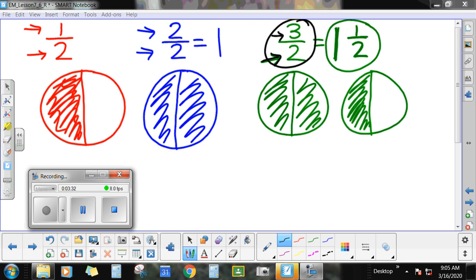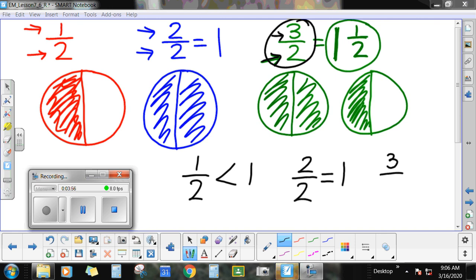So what I need you to recognize during this lesson is that when you have a fraction where the numerator is smaller than the denominator, you have a fraction that is less than 1 whole. If you have a numerator that is equal to the denominator, then you have a fraction that is equal to 1 whole. And if you have a numerator that is bigger than the denominator, you have a fraction that is greater than 1 whole. Okay, so that's what our lesson is going to be about today, is recognizing fractions that are less than, greater than, and equal to 1 whole.